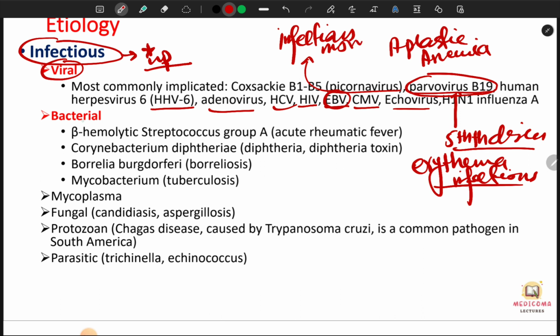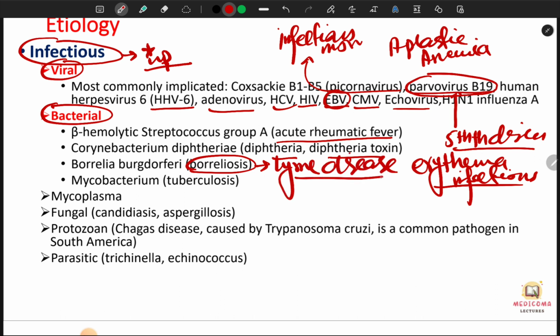And then we will discuss about the bacterial causes. So bacterial, there is beta hemolytic streptococcus group A, which causes acute rheumatic fever, and Corynebacterium diphtheriae, which causes diphtheria, and diphtheria toxin attacks the myocardium and leads to myocarditis, and Borrelia burgdorferi, which leads to borreliosis, and also it causes Lyme disease. Lyme disease is also caused by Borrelia burgdorferi bacteria. And Mycobacterium, definitely it will cause tuberculosis. And Mycoplasma.